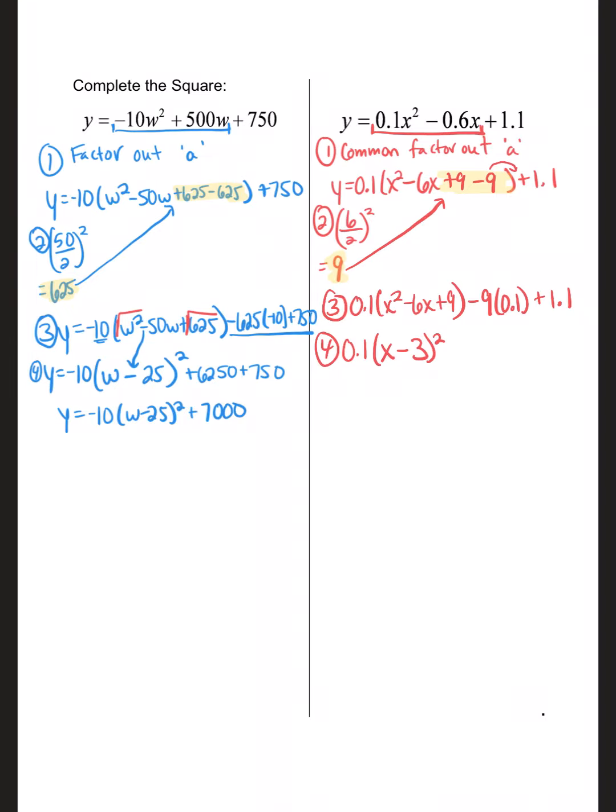And then we'll start to simplify our constants. So a minus 9 times 0.1 is going to be a minus 0.9 plus 1.1. I lost my y equals along the way. I'll have y equals 0.1 times x minus 3 squared plus 0.2. So now you've written that in vertex form. So similar to the note from yesterday, but when our a value is something other than 1, we have to remember to common factor that out first. That is all for your note for today.